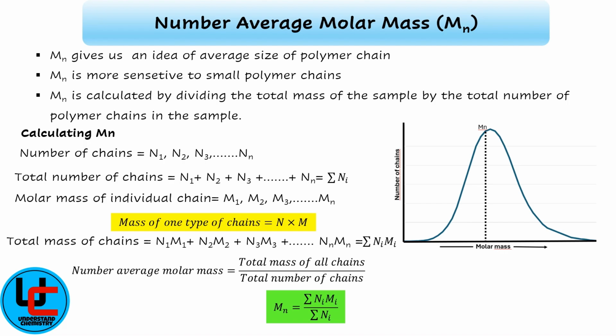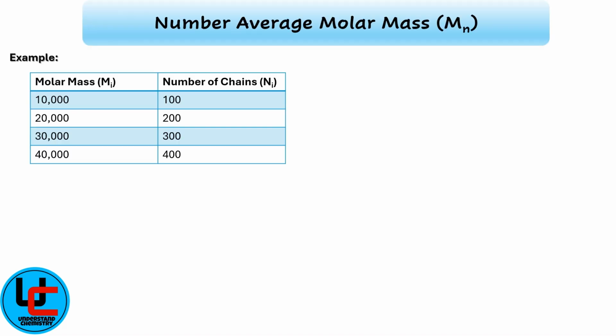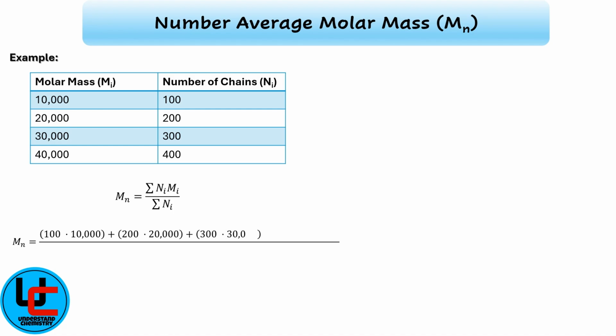Let us understand how this formula works. Consider a polymer sample containing the following fraction of polymer chains. So following the formula, by placing the value of all chains and all molar masses, and by computing, we reach Mn equal to 30,000 gram per mole.